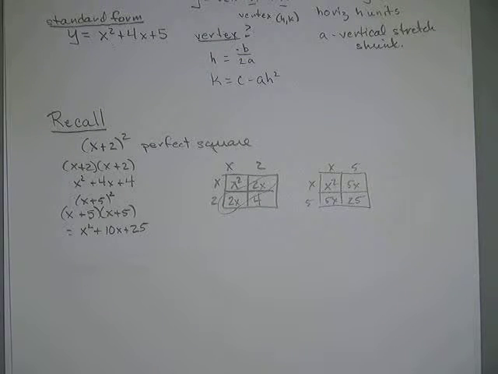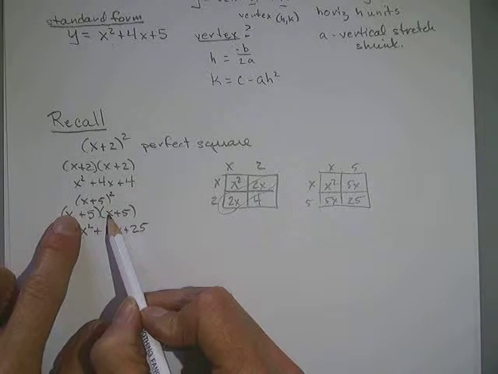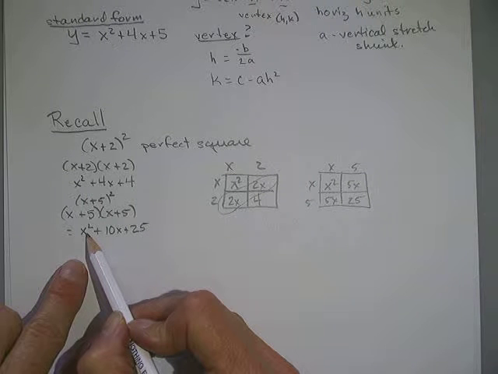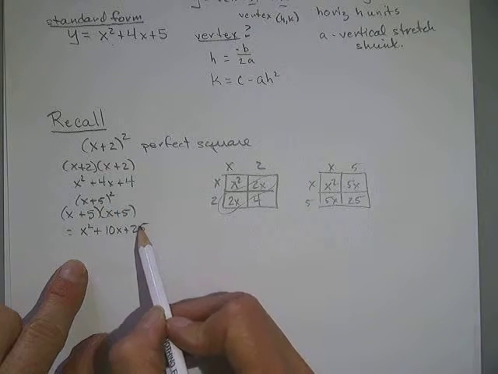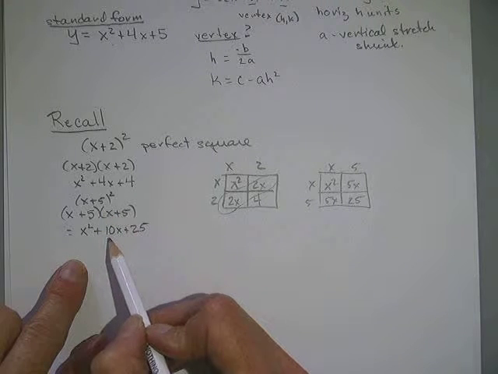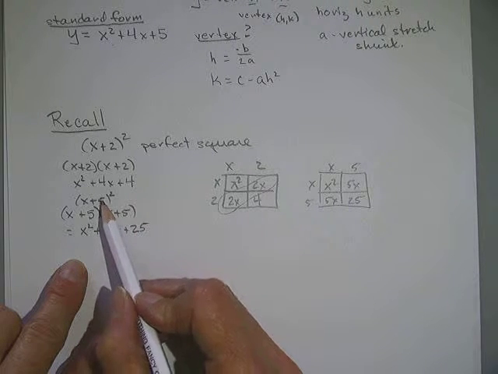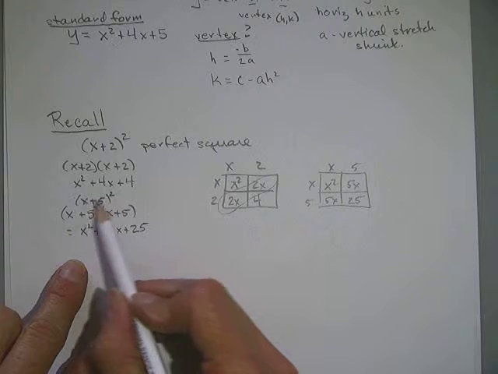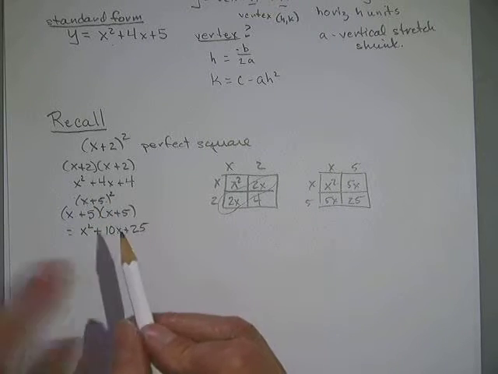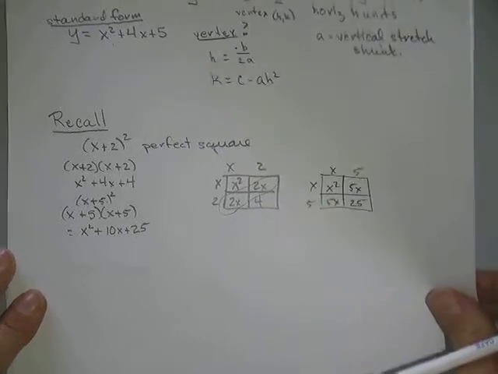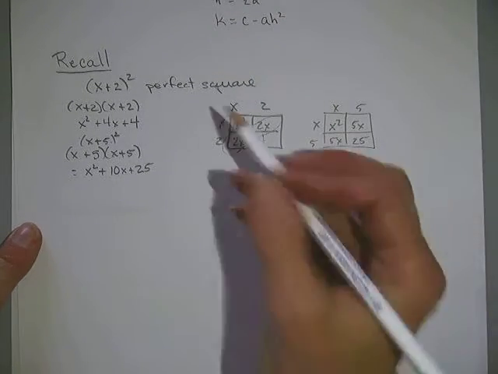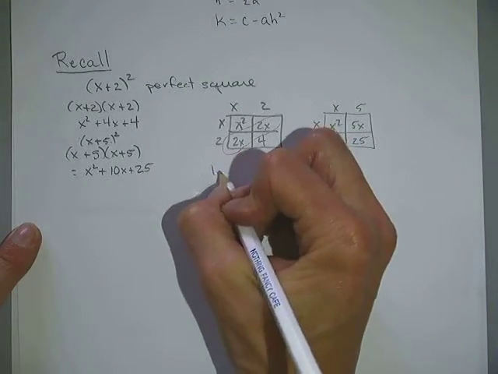Okay, do you see a pattern? What seems to be happening? The first term is being squared. The second term is being squared. And how do I get this middle term? I multiply these two together, and then I double it. I think I might have mentioned it before, but sometimes you have to hear it a couple of times.